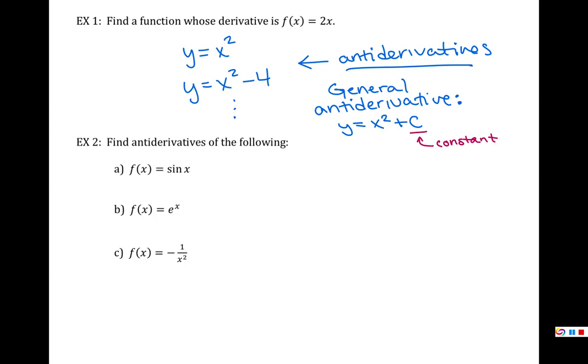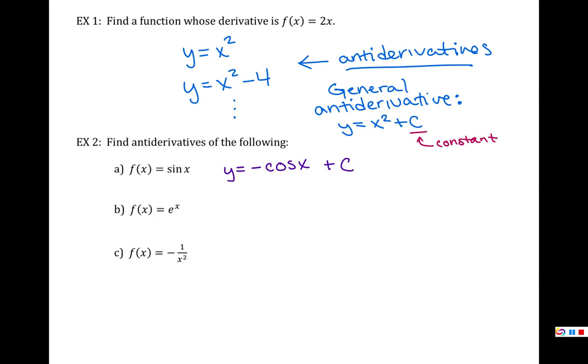So let's try a couple more, and then I'll give you some formulas or rules for antiderivatives. Again, we're working backwards. We're trying to figure out what function would give us a derivative of sine of x. What about e to the x? Or negative 1 over x squared?